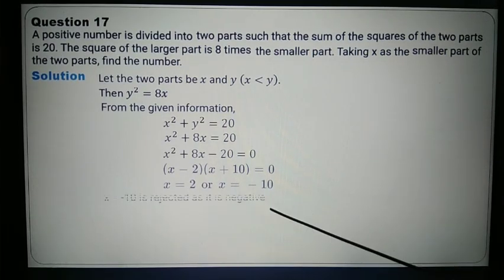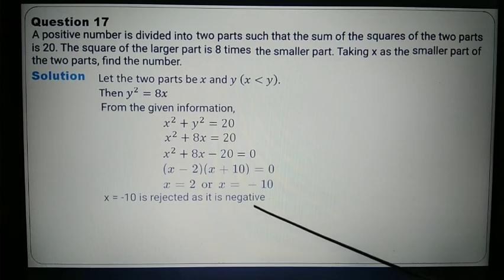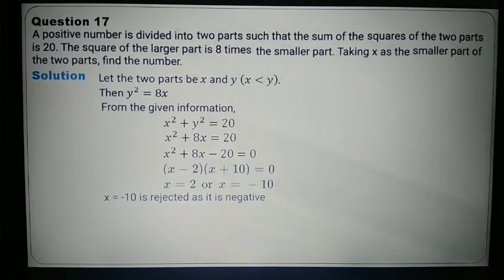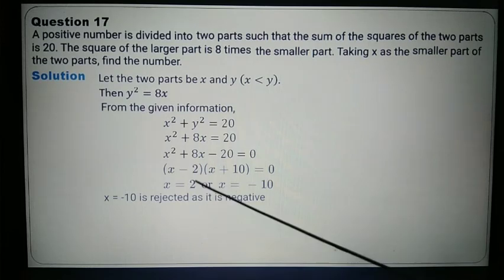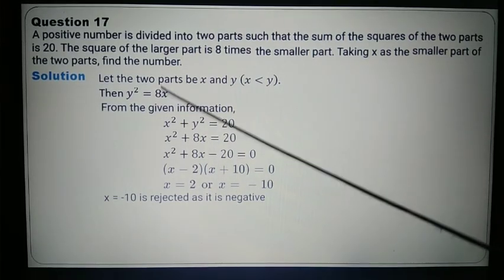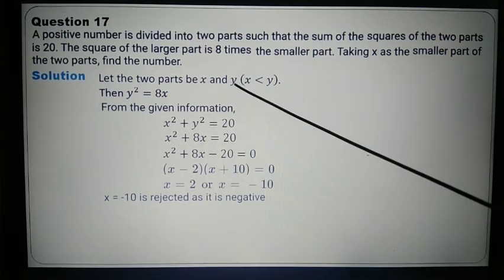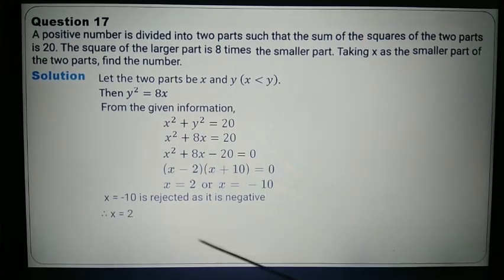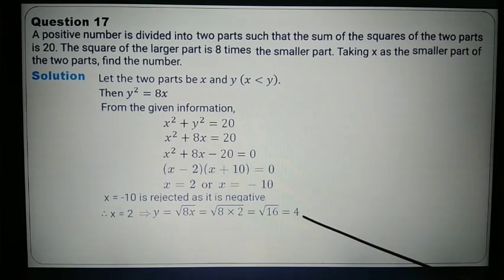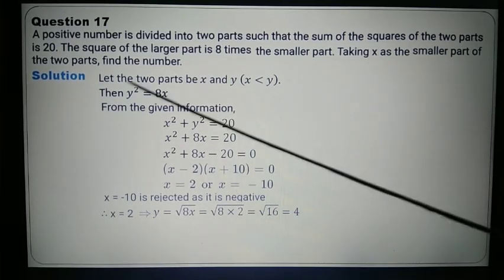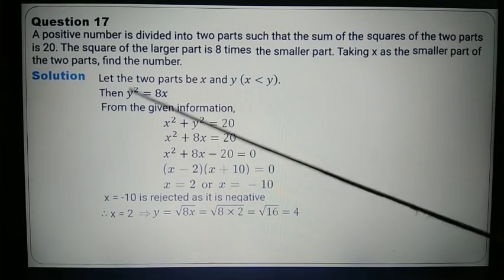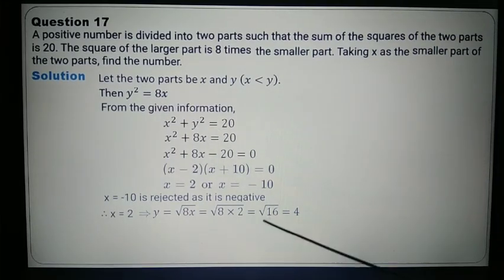Now x equals minus 10, that's negative, is rejected here, because the numbers are positive. So the value of x is 2. Now if I put x equals 2 here, we'll find the other part, because we need the two parts. So x equals 2 gives me y square to be 8 into 2, which is 16, so y will be the square root of 16, which is 4.